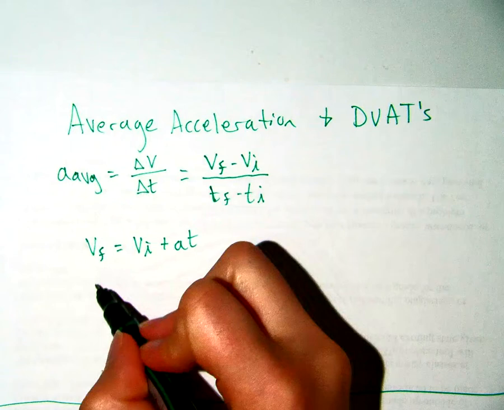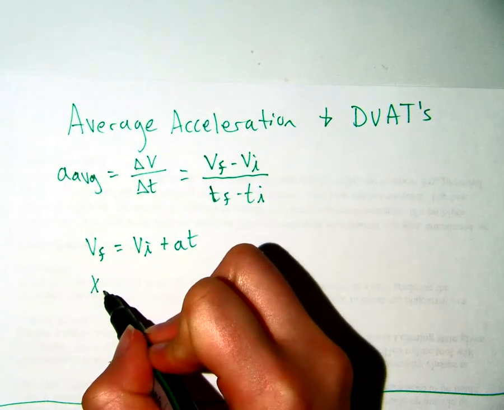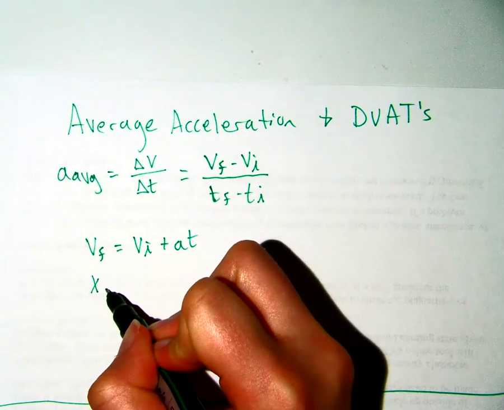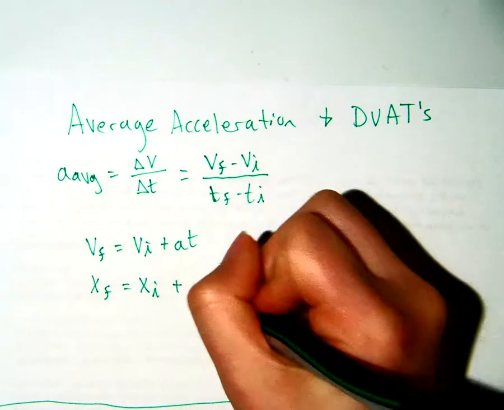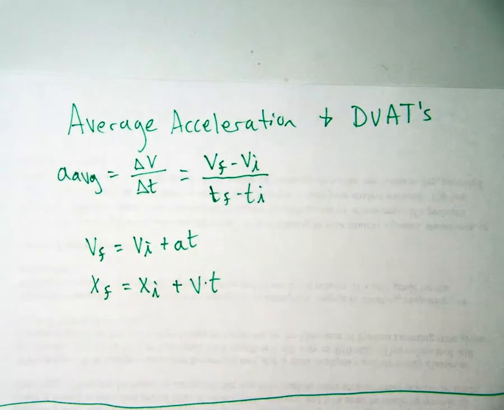Now our other 3 are, this first one: the final position is equal to initial position plus a velocity times time, and that comes from our average velocity equation.